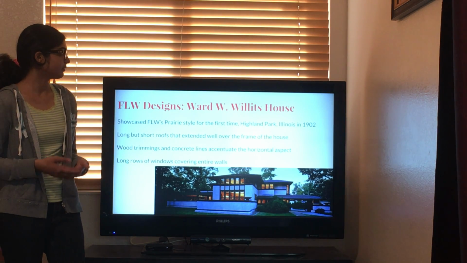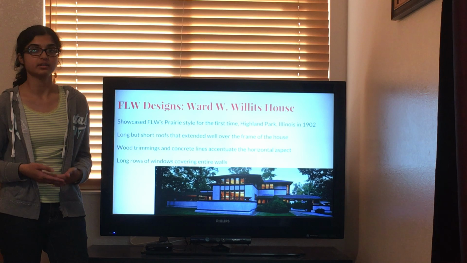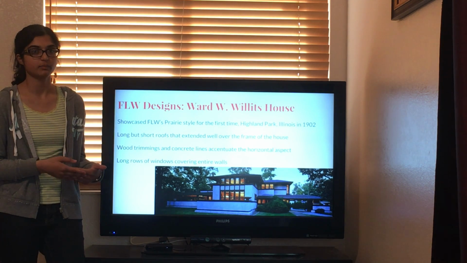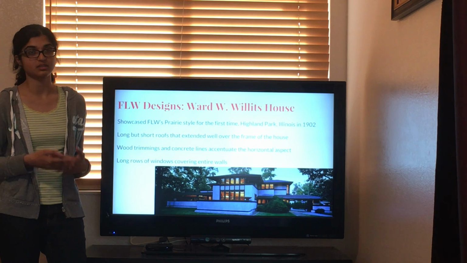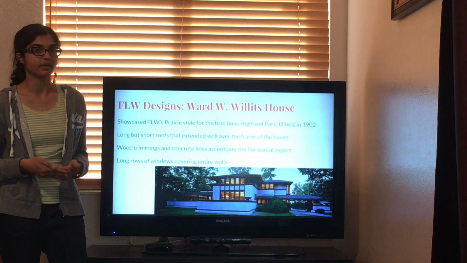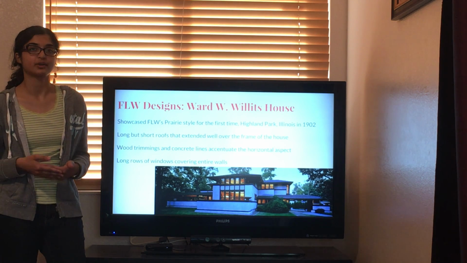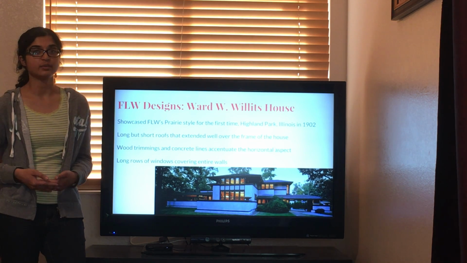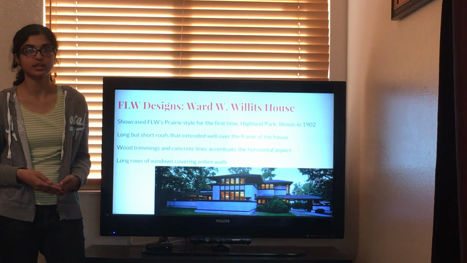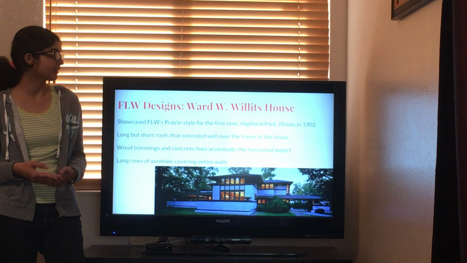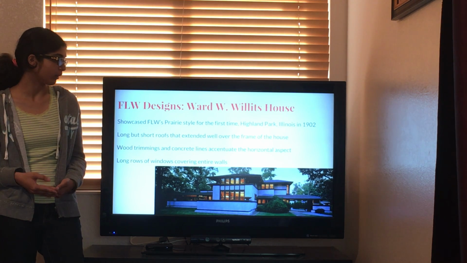So this is the W.W. Willits house, or the Ward W. Willits house. I know I talked about this before, but being the first Prairie house, it's very significant, so I'm going to talk about it a little more. So it showcased Frank Lloyd Wright's Prairie style for the first time, and it was built in Highland Park, Illinois in 1902. So it had long but short roofs that extended well over the frame of the house.